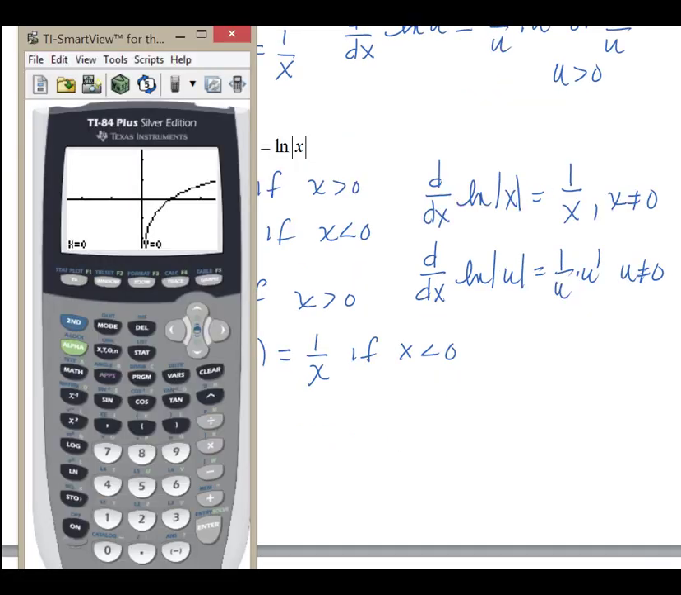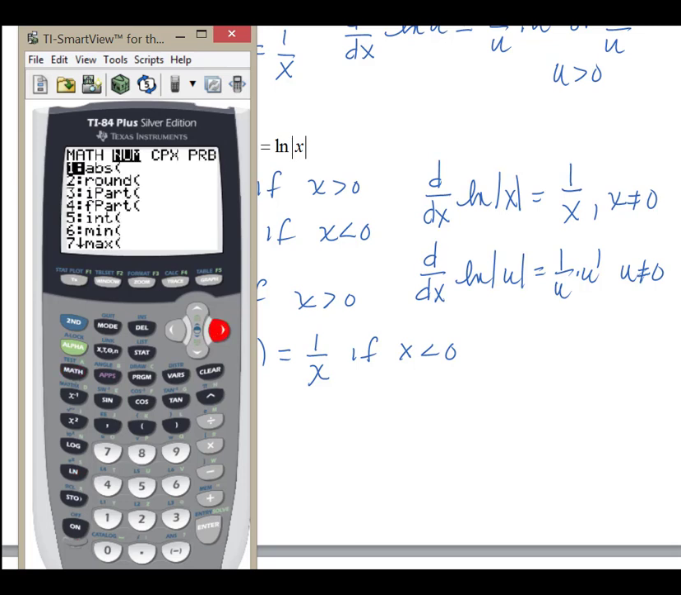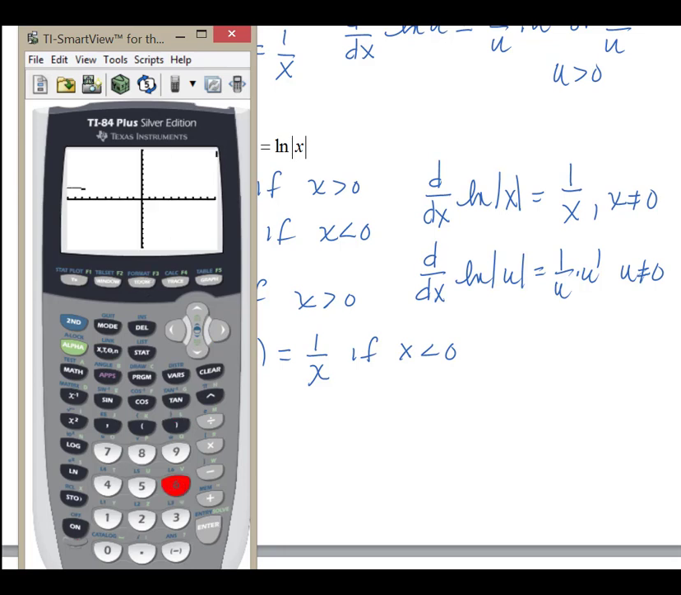So let's take a look at the graph of the natural log of the absolute value of x. So take the natural log. To find absolute value, you go into math, and then you go over to number, and you can see number 1 here, the first one. If I hit 1, it's going to give me the absolute value, and I type in x, and then I'm just going to arrow out and close my parentheses. And so I'm going to go back and do a Zoom 6. We'll just do a standard window here.